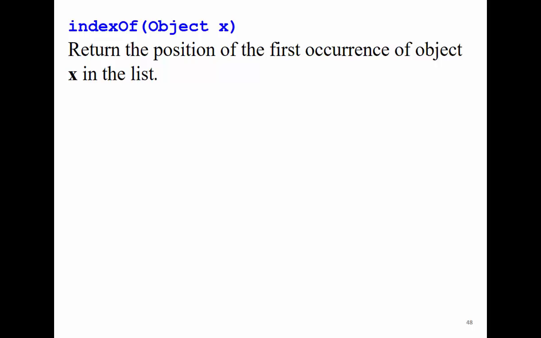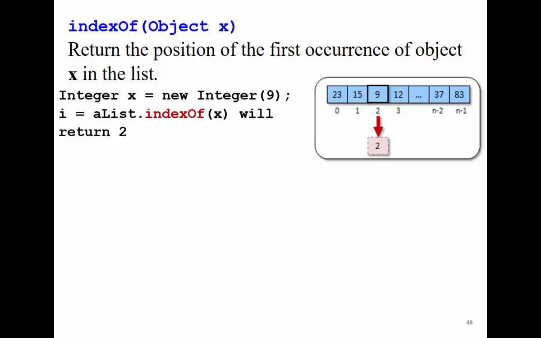Index of object: retain the first occurrence of the object. Here the 9, we retain that is at index 2. If there is a 9 at index n minus 3, we don't know about it. Okay? We know about the first occurrence of 9.